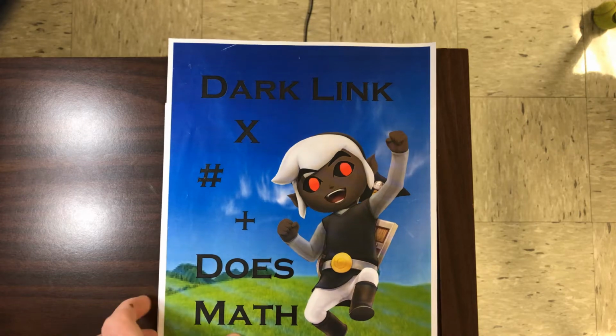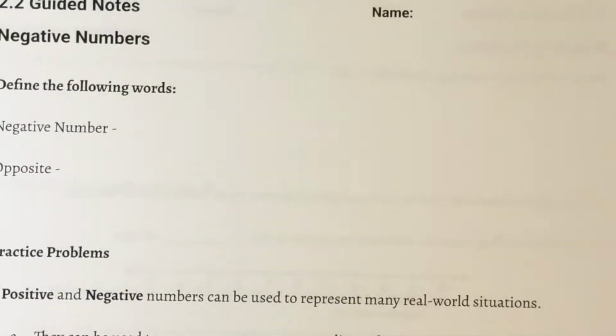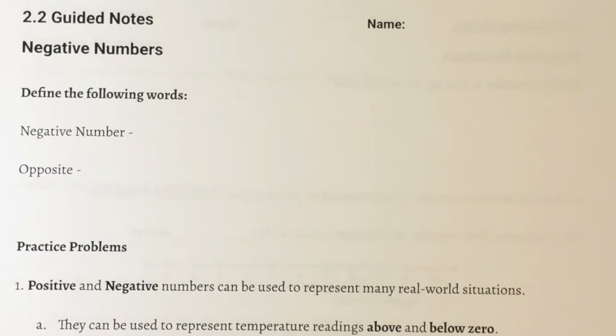So today, we are going over lesson 2.2, negative numbers. More specifically, how to write negative numbers, their opposites, what you can use negative numbers for, where they are on number lines, and how to write inequalities with negative numbers. We are not going to be discussing how to add, subtract, multiply, or divide them. That is a 7th grade standard.